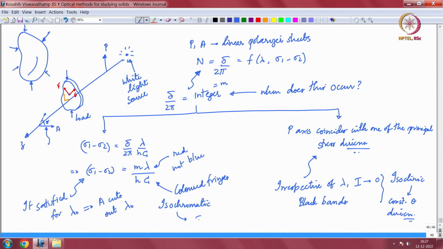Isochromatics are where sigma 1 minus sigma 2 is constant, right, and that is given by this right hand side, delta by 2 pi lambda by hc, right. So if you follow for example, if it is satisfied at one point for lambda naught and let us say that is a red value, so it is 700 nanometers let us say, then you get one particular peculiar color that is devoid of 700 nanometers, so it looks bluish. If you take the same bluish intensity everywhere along this body inside, those will be the loci of sigma 1 minus sigma 2 being the same, right. So that is how you use this information.